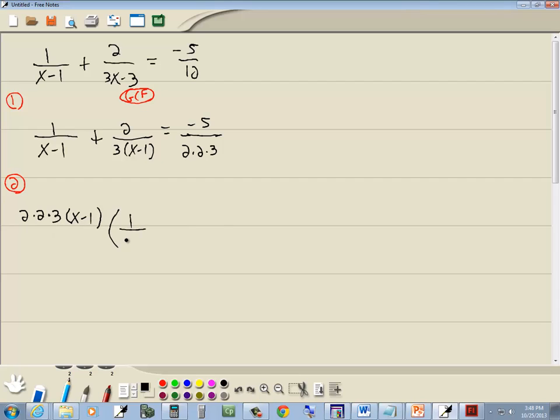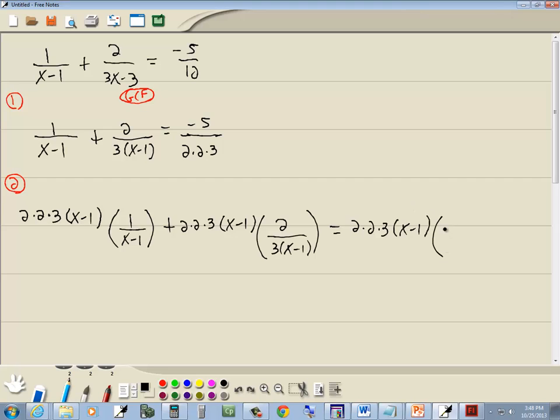So I'll multiply by 1 over x minus 1. I'll multiply times the 2 over 3 times x minus 1. And I'll multiply it times the negative 5 over 2 times 2 times 3.